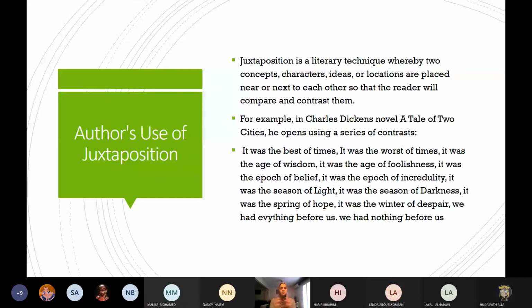So this is juxtaposition. When I have two opposing concepts, two opposing characters, two opposing ideas, why? To compare and contrast and show. So when the reader reads, he compares between the two cases. The best of times and worst of times. The season of light, the season of darkness. So he compares, not stopping to compare, but he feels the comparison between the two terms or the two concepts or two characters.